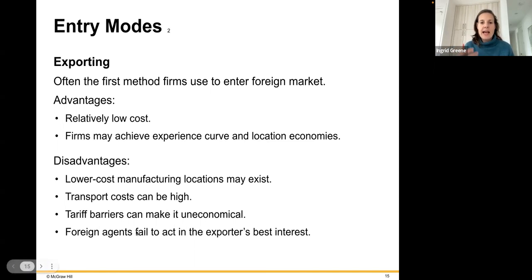Foreign agents may fail to act in the exporter's best interests. So, yeah, you also often need an agent. There are people that do import-export as a full-time job, and they can sometimes take advantage. They don't often have the best of reputations.